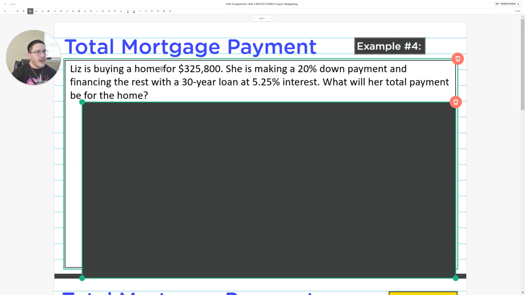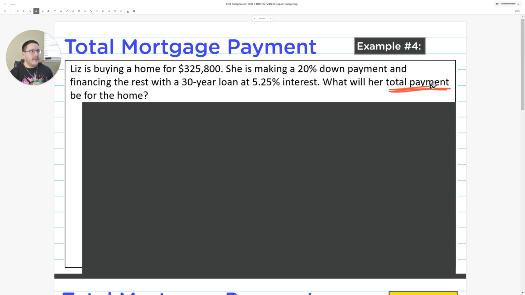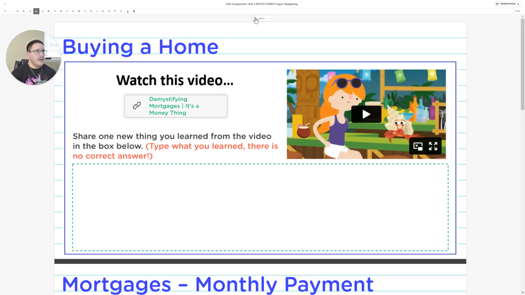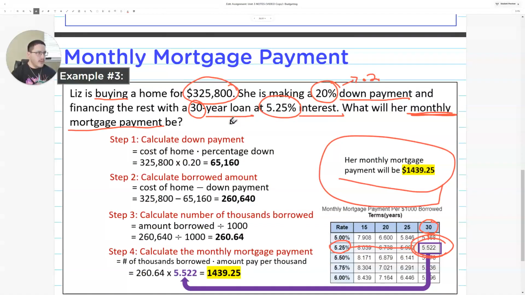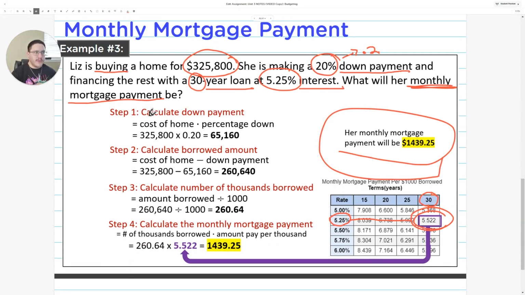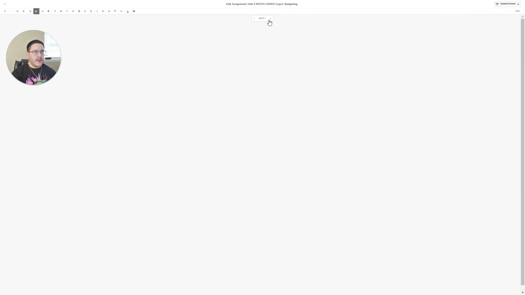So Liz is buying a home for $325,800. She is making a 20% down payment and financing the rest with a 30-year loan at 5.25% interest. What will her total payment be for the home? So this is similar to this problem right over here. I'm going to just briefly go over the steps in example 4, but we pretty much did the first 4 steps in example 3.